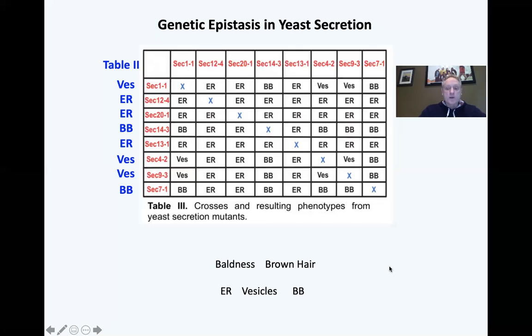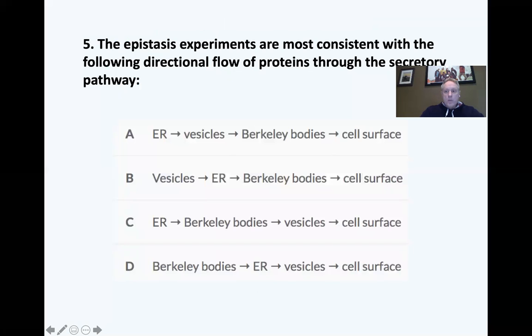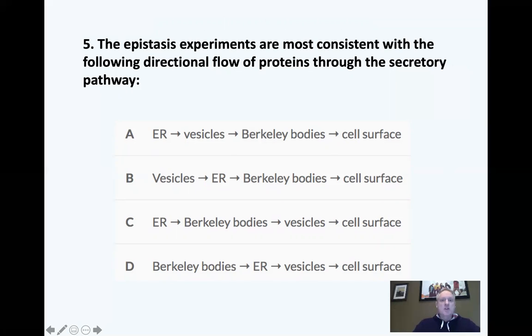So when we take a look at this table further, we're going to be able to answer this question right here. And the question is, the epistasis experiments are most consistent with the following directional flow of proteins through the pathway. And here you're given a bunch of choices.